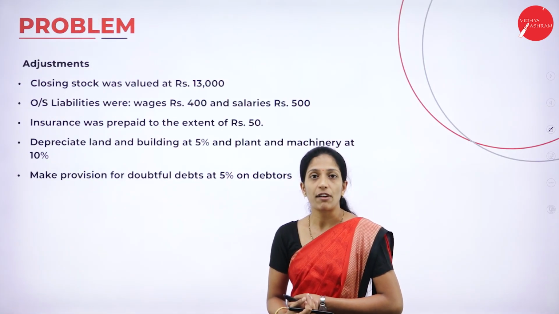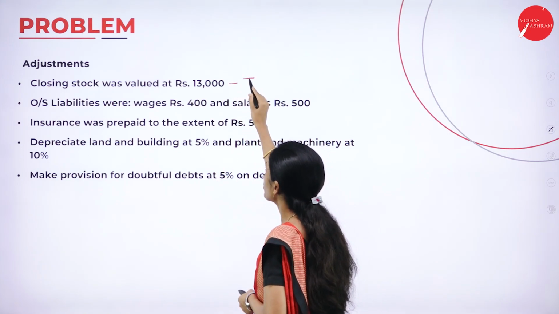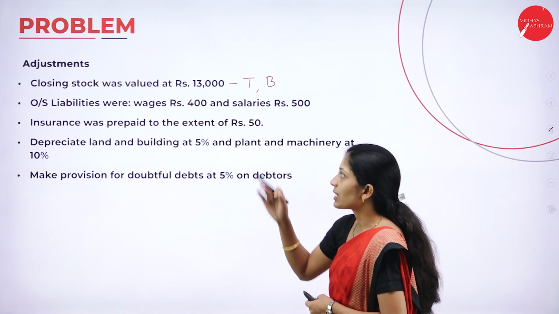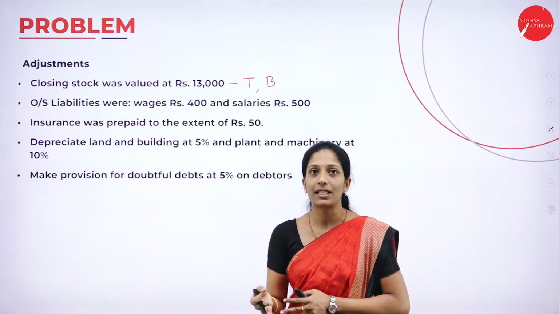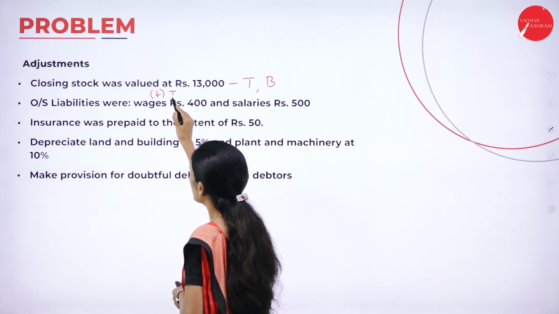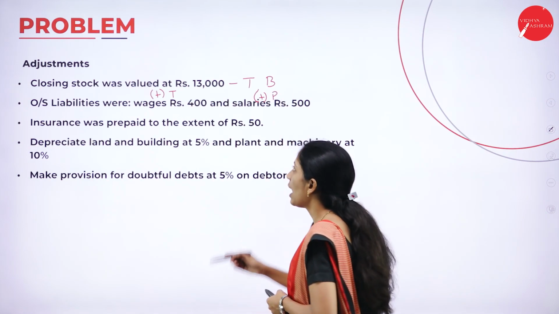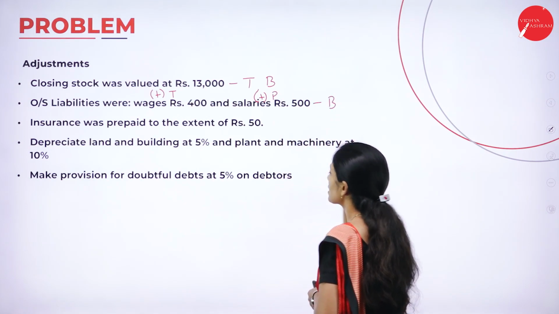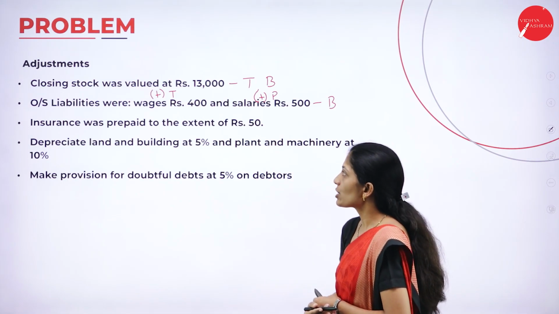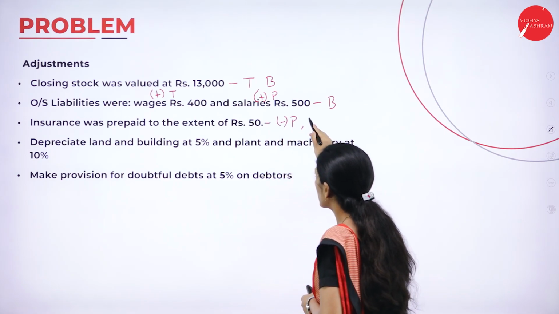So each adjustment we have to record twice in our solution. So closing stock, where do we record? Once in trading account and once in balance sheet. Outstanding liability. So outstanding liability means what? It is a liability. So where outstanding has to be added. Now wages has to be added in trading account and salaries, it has to be added in profit and loss account, and will record in the liability side of the balance sheet because both are liabilities. Insurance was prepaid. So we will minus in profit and loss account and will take in the asset side of the balance sheet.